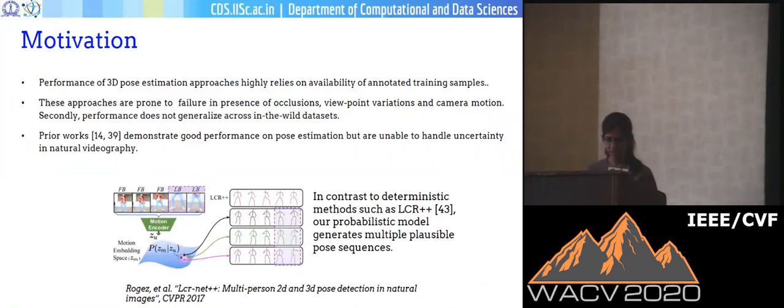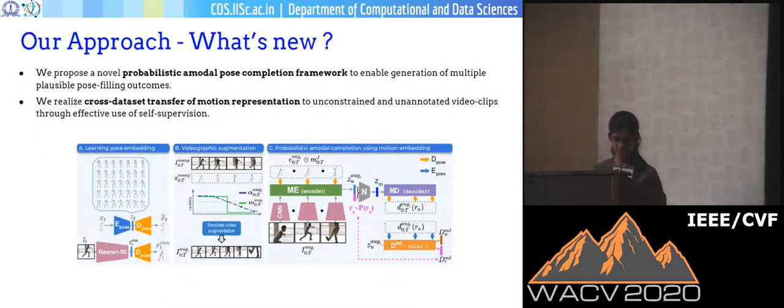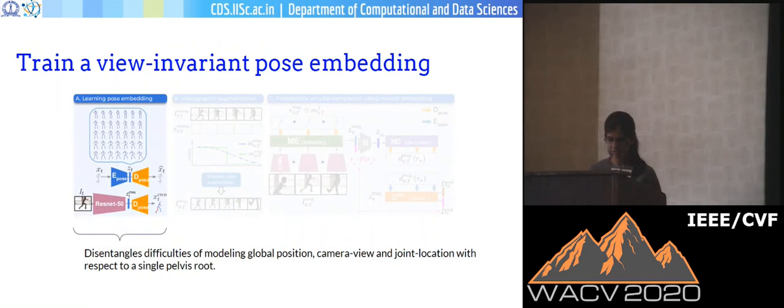Prior works on 3D pose estimation rely upon availability of labeled data and underperform in presence of uncertainty such as occlusions. Secondly, they do not generalize to in-the-wild datasets. We propose a self-supervision-based probabilistic 3D human pose completion framework to generate plausible poses in presence of uncertainty and realize cross-dataset transfer of human motion representation across unlabeled videos.